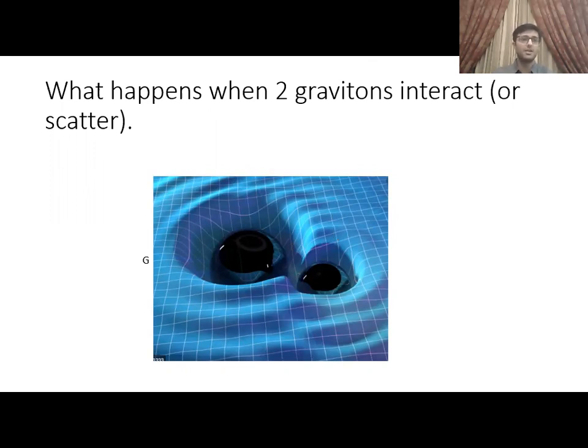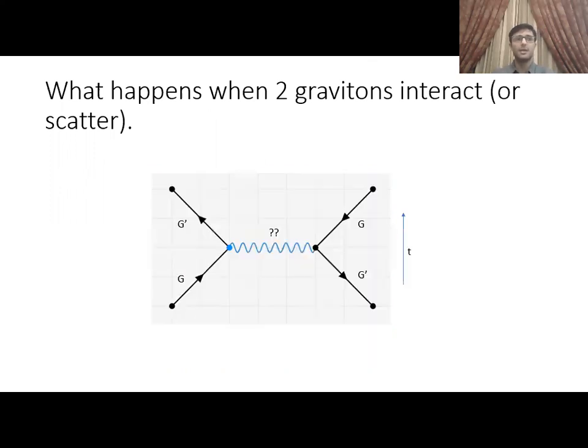gravity is made up of gravitational waves, which was proven experimentally. And if you zoom into those waves, it's composed of these hypothetical particles called gravitons. If you're unfamiliar with the Feynman diagram, it's basically a way of visualizing scattering processes. So over here, as time goes on, this graviton and this graviton come in and they exchange some particle, which for gravitons we have no idea what it looks like. But some interaction happens and they scatter.